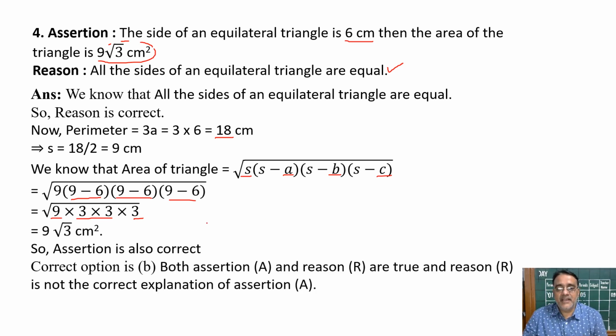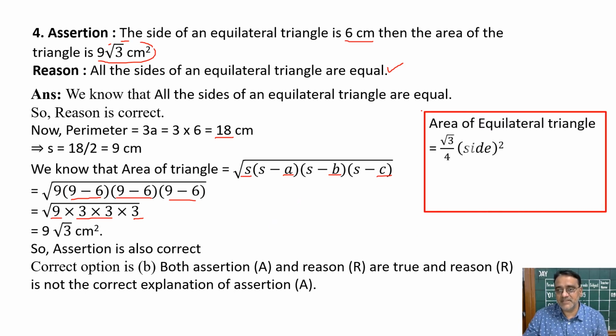See, the area can be calculated by using another formula, root 3 upon 4 side square. Okay, this formula also we can use. So root 3 upon 4 into 6 square, 36. So this also cancels, see. We can use this formula also. So 9 root 3 centimeter square.